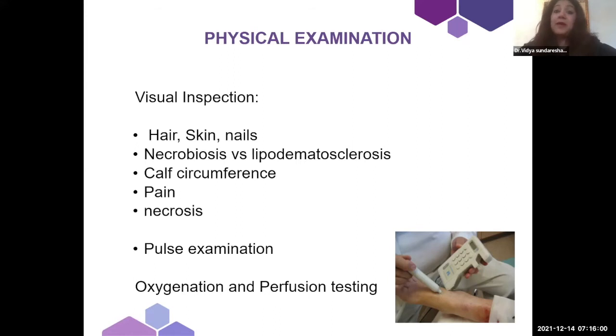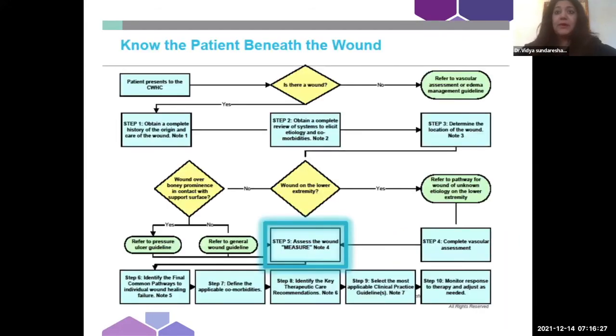Pain helps you identify a lot of things. In fact, when there's a wound associated with pain, you want to make sure there's no infection. It's one of the cardinal signs for infection. And necrosis. If there's any necrosis, then you want to make sure that the patient is taken to someone who can debride that wound, a surgical approach, or you can do that in the office if you're comfortable. Pulse examination, like we said, we definitely have to do that with the Doppler. All right.